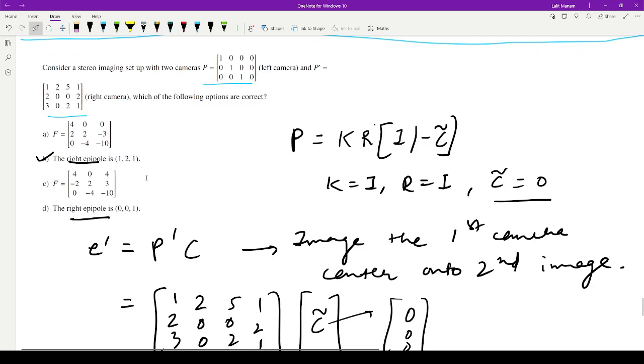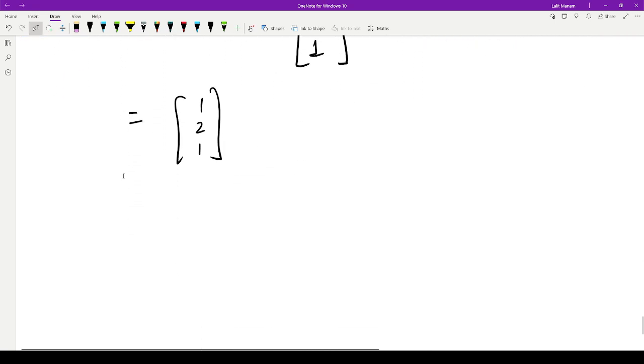Now let's check the fundamental matrix F. How do we derive the fundamental matrix given two camera matrices P and P prime? Does anyone have an answer for this?